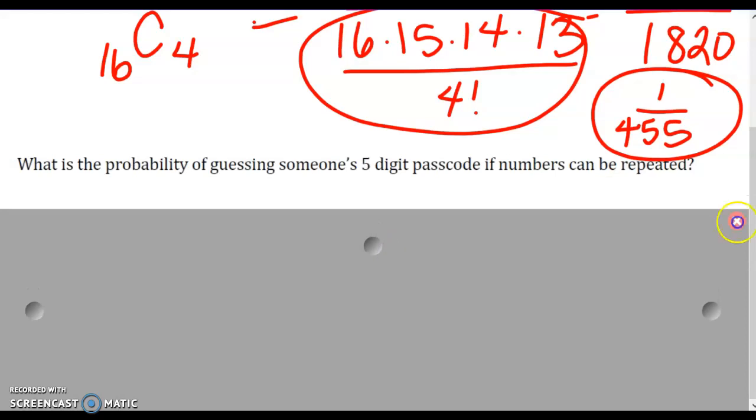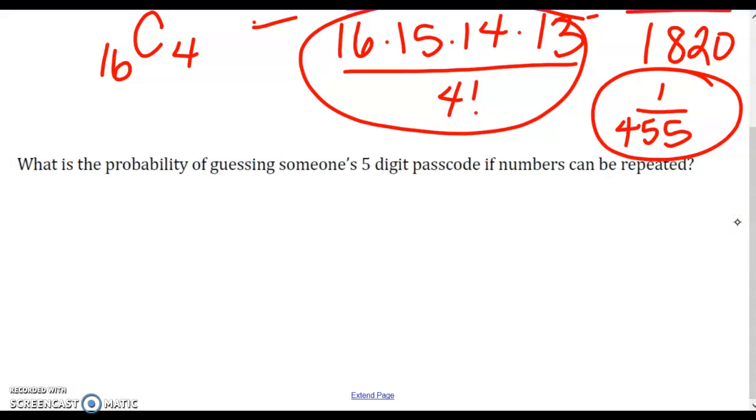Okay, you guys all have a phone, and on that phone you have a passcode. Many of you have Face ID, but the passcode can be a 5-digit number. What is the probability of guessing someone's 5-digit passcode if the numbers can be repeated?